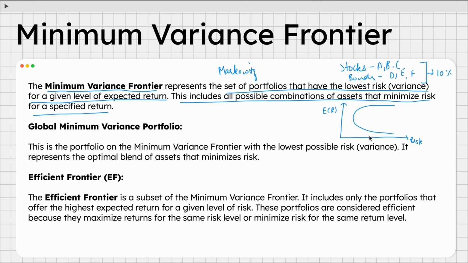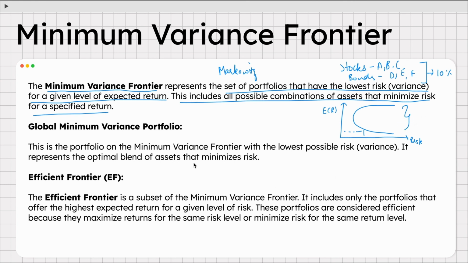So basically, let's say for 2% returns, the risk might be somewhere here, something like here. The goal here is to represent the portfolios that have the lowest variance for a given level of expected returns. This whole thing is the minimum variance frontier.